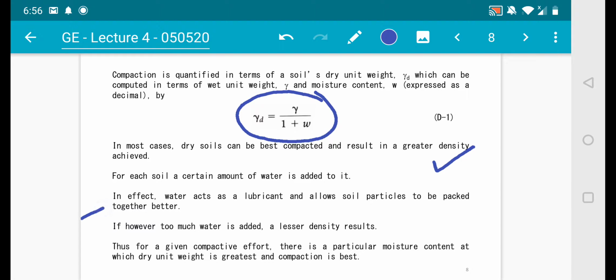In effect, the water acts as a lubricant and allows soil particles to be packed together better. So you need water for this reason. If, however, too much water is added, a lesser density results, which you want to avoid. Thus, for a given compactive effort, there is a particular moisture content at which dry unit weight is greatest and compaction is best. So what is it? Anyone? Very good. The optimum moisture content.